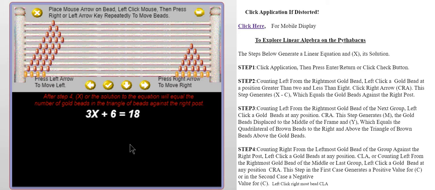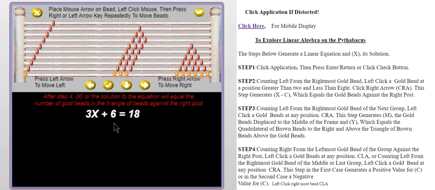Then I ask myself, how do I get the 3 times x? So I look over here, since it's a positive 3, I look again to the beads against the left post, and I count 1, 2, 3. And the bead beeps, and I know that is the correct one. So I click and press the arrow key.